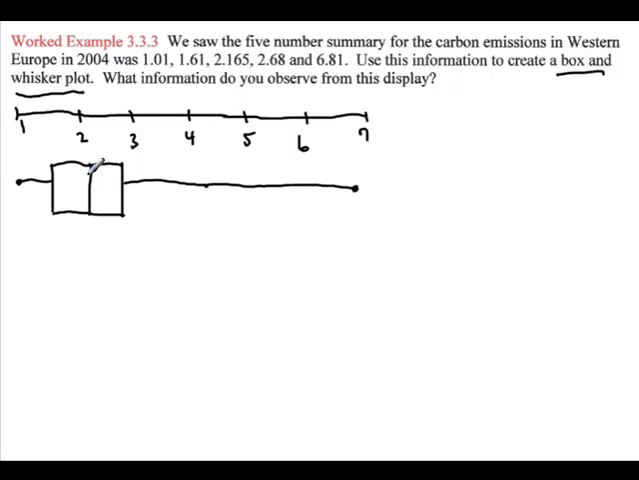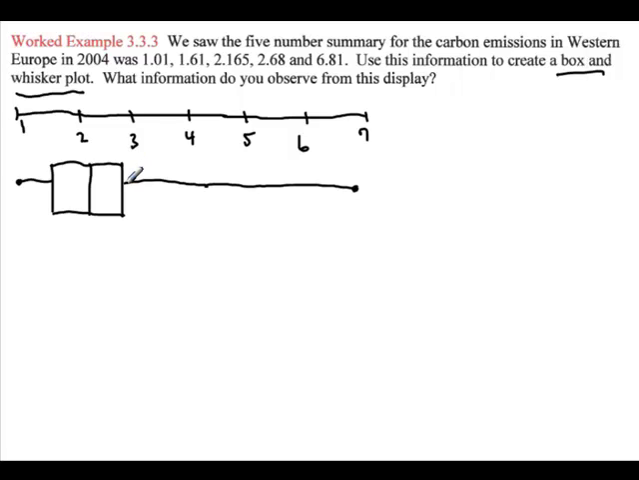Notice that the first 25% of the data is up to Q1. Between Q1 and Q2, the next 25%. Between Q2 and Q3, the next 25%. And here, to the end, we see the next 25%. So every one of these intervals, if you will, contains 25%. So they all contain the same amount of data.